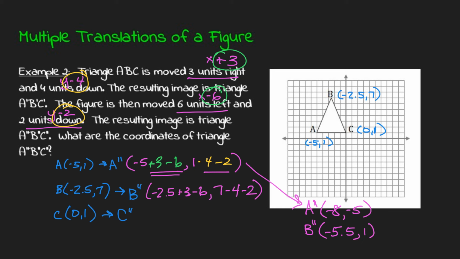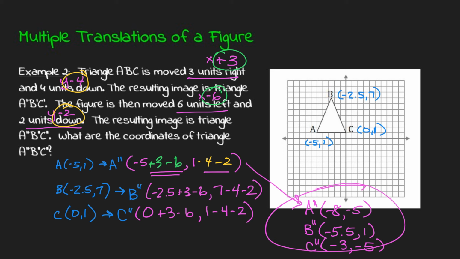For C prime, or C double prime, we have 0. We have to add 3 and subtract 6. And then for 1, we have to subtract 4 and subtract 2. And so C double prime would be located at negative 3, negative 5. And then there are your points. Again, if I wanted to check, I could move A, B, and C up here from the original graph to make sure that they were correct, but for now I'm just going to rely on the rules.